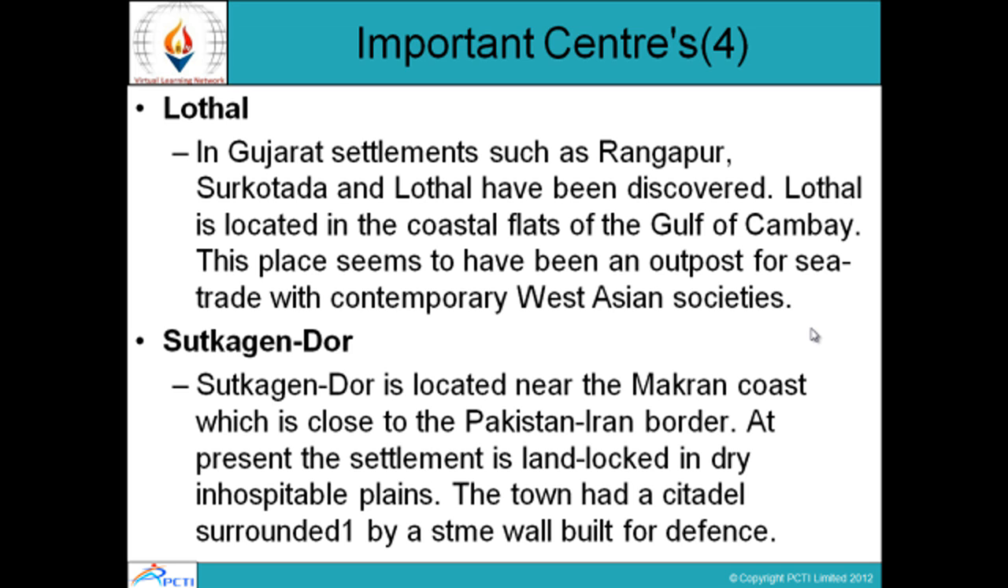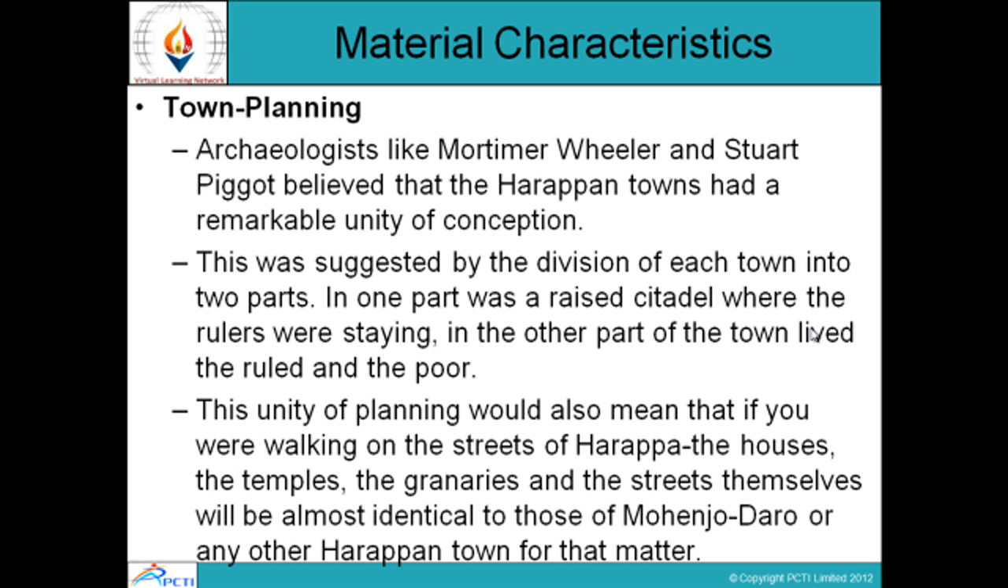Sutkajen Dor. Sutkajen Dor is located near the Makran coast, which is close to the Pakistan-Iran border. At present, the settlement is landlocked in dry, inhospitable plains. The town had a citadel surrounded by a wall built for defense.